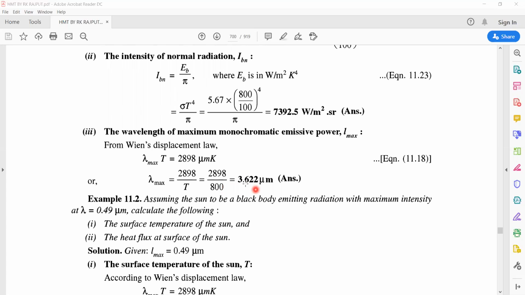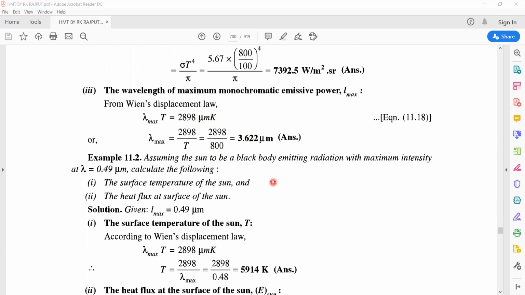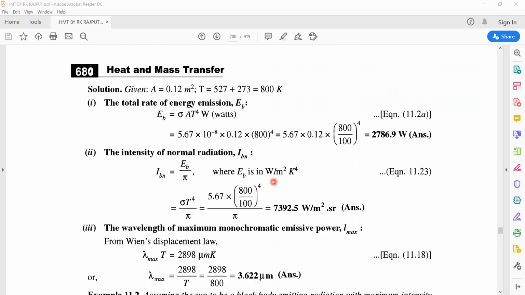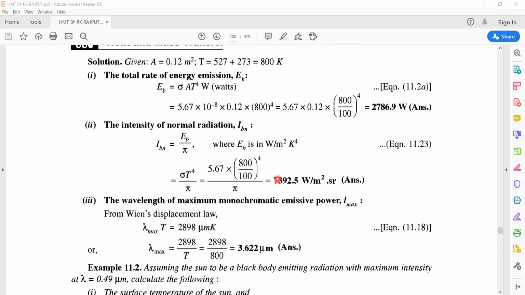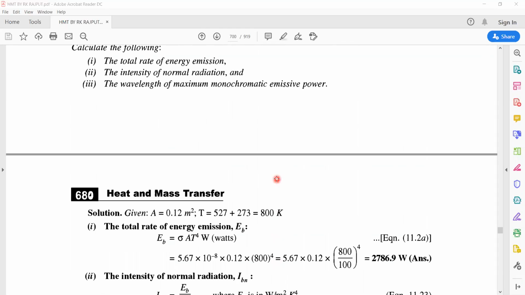So that is given as the answer, 3.622 micrometers. So Kelvin get cancelled. So ultimately you'll get the answer as the maximum wavelength. The maximum wavelength is equal to 3.622 micrometers. Okay, I hope this is clear. So you can take the screenshot of this solution and practice this numerical.